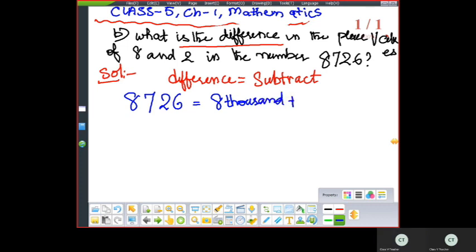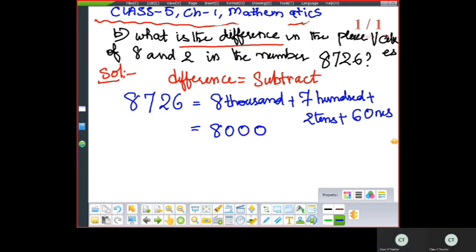plus 700 plus 2 tens plus 6 ones. So this is the expanded form. So what is the one more form here? 8000 plus 700 plus 20 plus 6. Got it? So now we have done the expanded.